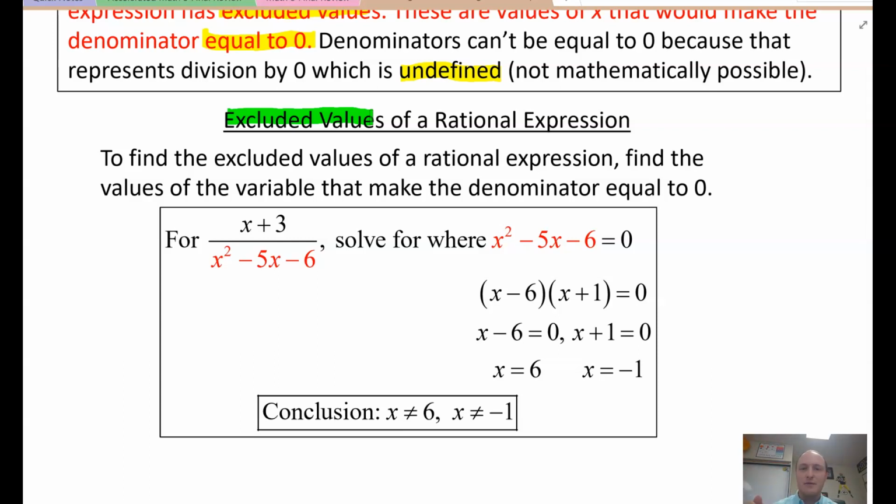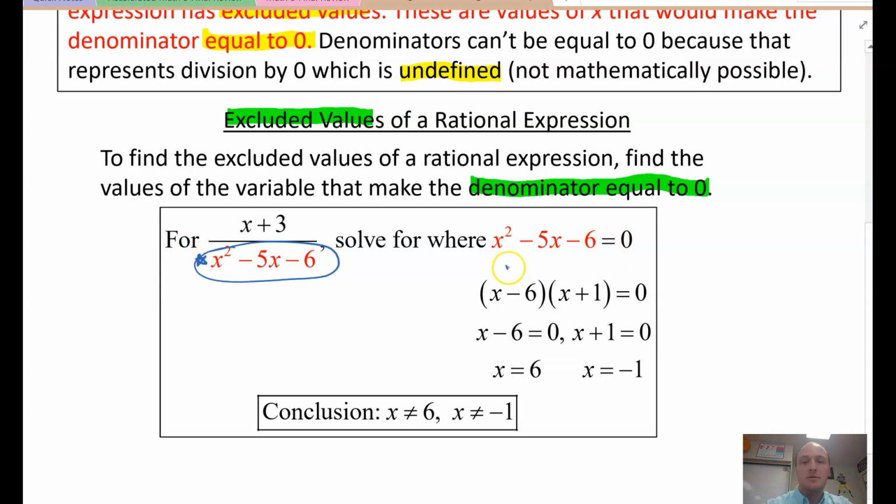To find the excluded values of a rational expression, you're going to find the values of the variable that make the denominator equal to 0. This is exactly what we're going to do. Notice in this example I have a rational expression, x plus 3 over x squared minus 5x minus 6. To find the excluded values, all you do is take the denominator and set it equal to 0.